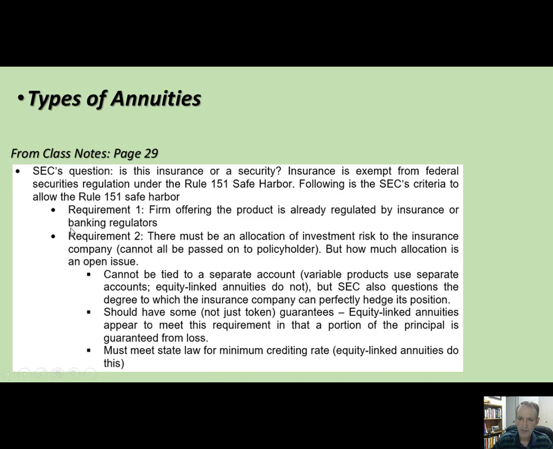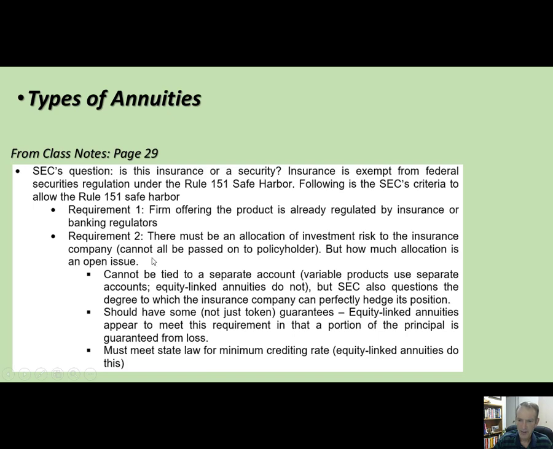So what are the requirements? The first requirement is your firm must already be regulated by an insurance or banking regulator. Well, for an insurance company, that's true. Every insurance company in the U.S., even foreign insurance companies, are regulated by the state governments. So every insurance company selling an equity annuity would fall under this requirement. So that's not an issue.